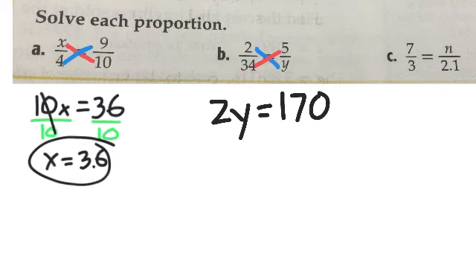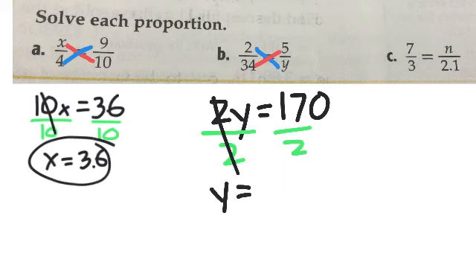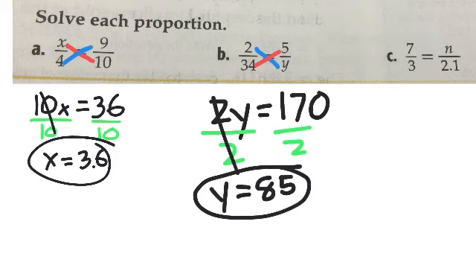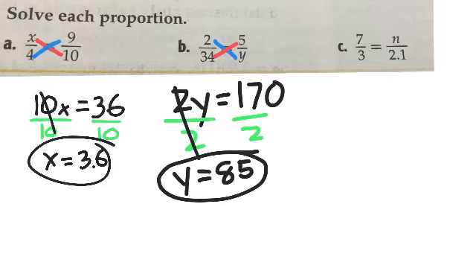And I set those equal to each other. Now I want to isolate the y. So why is the y not by itself? Because it's being multiplied by 2. How do I undo multiplying by 2? I divide by 2 on both sides. That cancels and gives y. 170 divided by 2 is 85. So my missing y value should be 85.